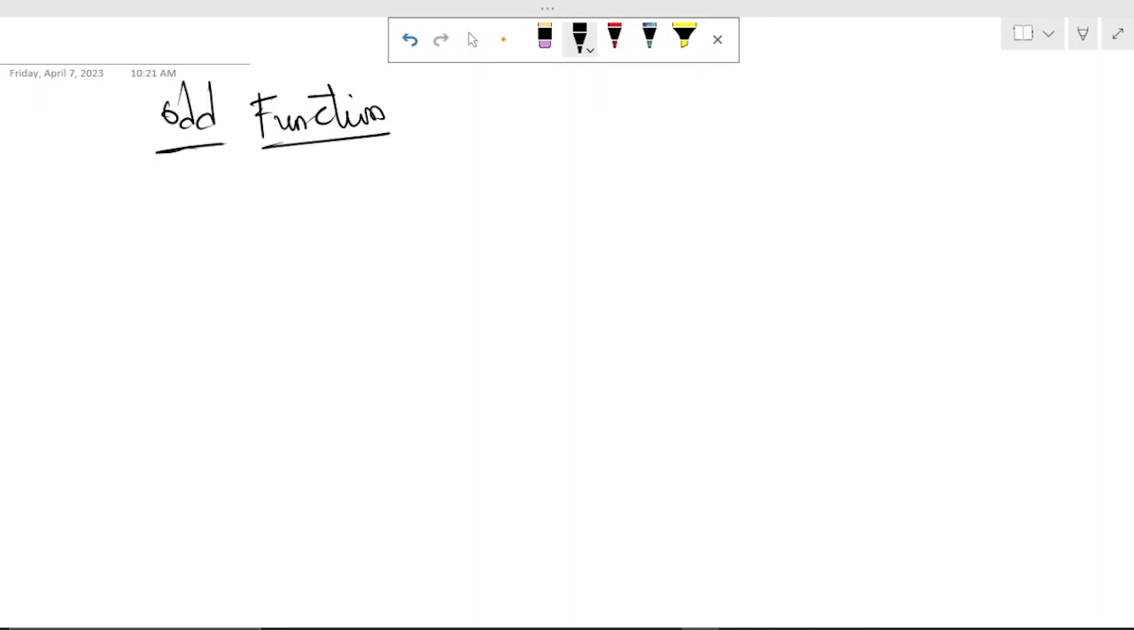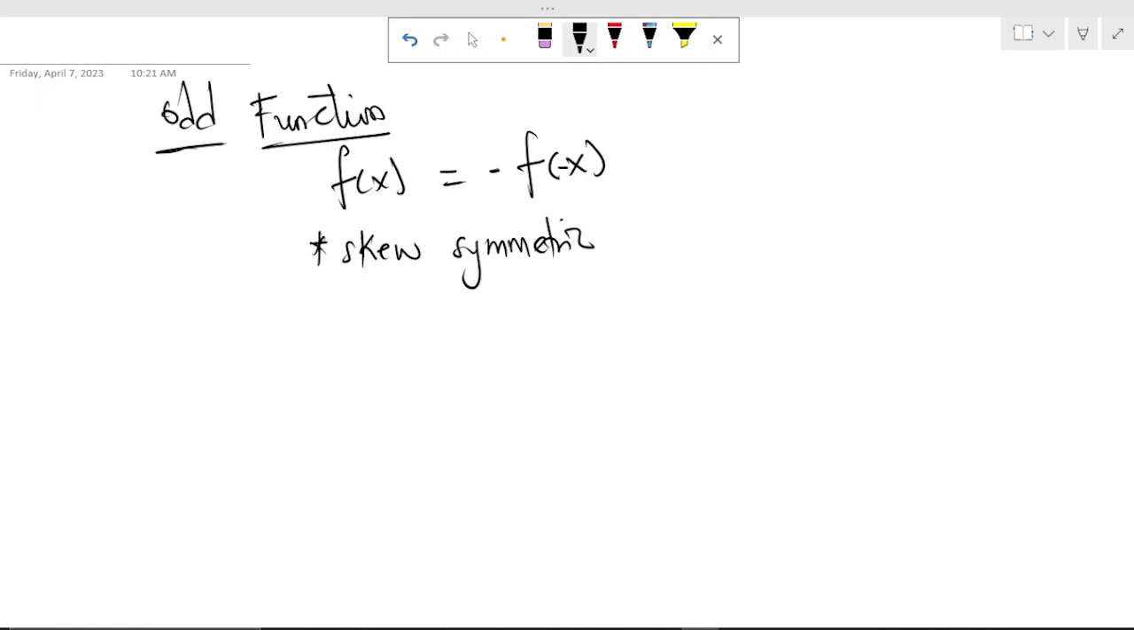For an odd function, our f of x is equal to negative of our f of minus x. I think that's a better way to put it. And our odd function is not symmetric about the y-axis. It is skew symmetric. And to save our time, let's look at the expansion of the Fourier series for an odd function. Let me give you a simple odd function example first before we proceed.